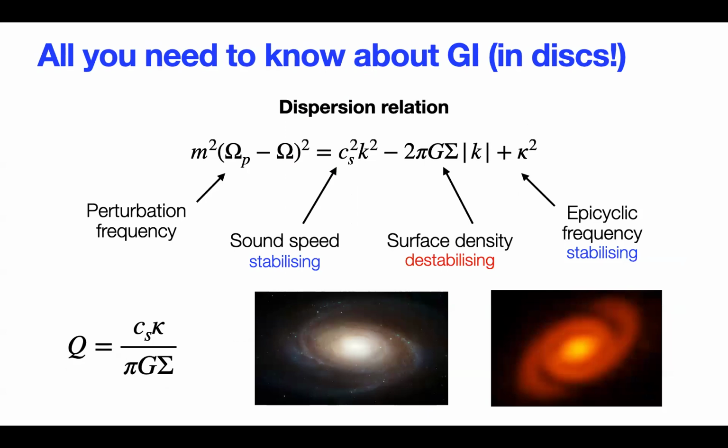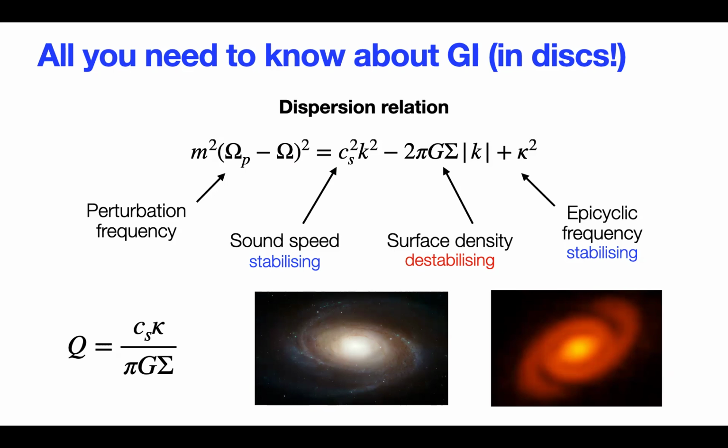So this is the main equation we need to know. This is the dispersion relation for a gravitationally unstable disk. And here, basically, we have all the ingredients we need to understand this phenomenon. So we have the competition of stabilizing and destabilizing effects. The stabilizing effects are here the sound speed, so the pressure support, and the rotation of the disk, which is here with the epicyclic frequency. And the destabilizing term when we consider gravitational instability is the surface density, meaning the mass of the object.